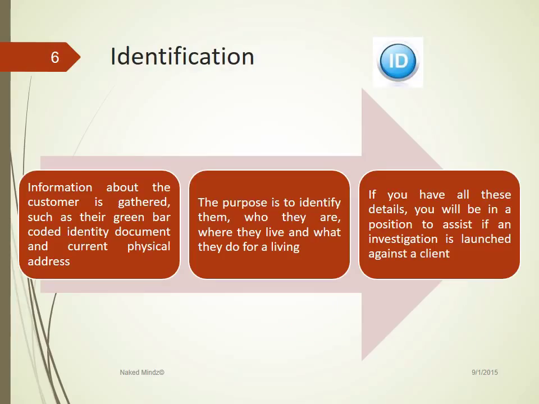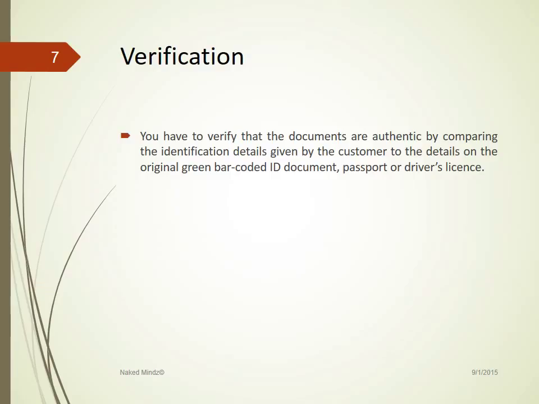Identification is when the information about the customer is gathered, such as the green barcoded ID document and current physical addresses. The purpose is to identify them, who they are, what they do, and what they do for a living. If you have all these details, you will be in a position to assist if an investigation is launched against a client. The second step is to verify those details.